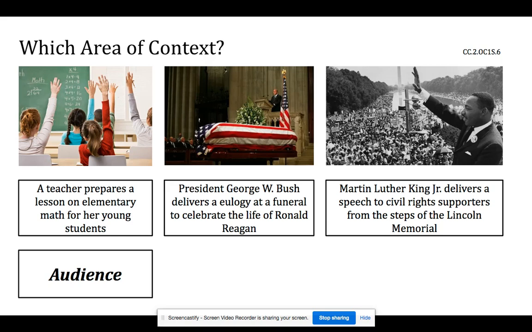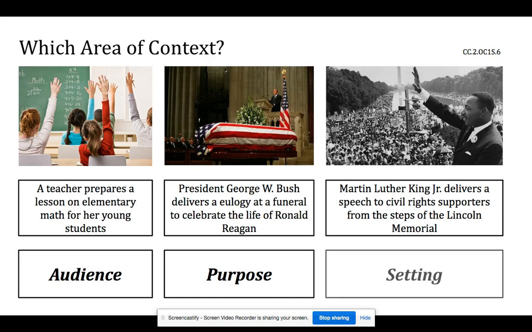In the middle picture, the area of context is going to be the purpose. And so he needs to make sure he's aware of what is his purpose for speaking. Oh, it's to celebrate the life of Ronald Reagan. And then lastly, the area of context is the setting. And so obviously, Abraham Lincoln was a big civil rights advocate. And so since Martin Luther King Jr. is giving a speech about civil rights, that would be a very meaningful setting, very useful to incorporate into his speech. And so that's a very important area of context for him to consider.